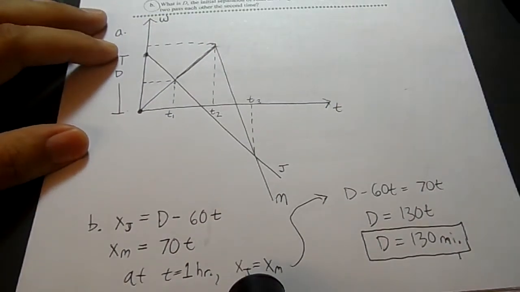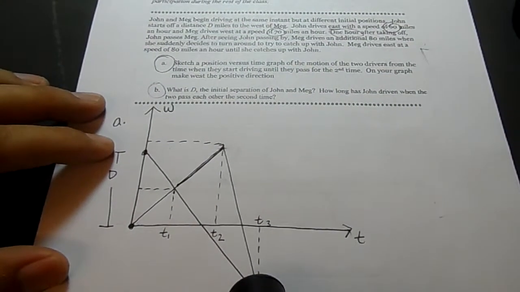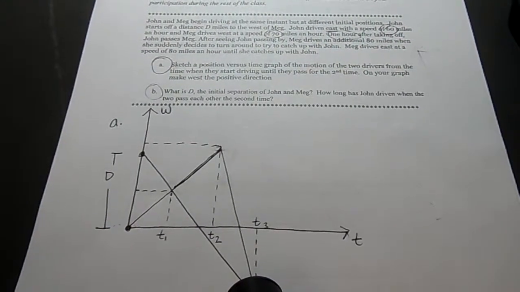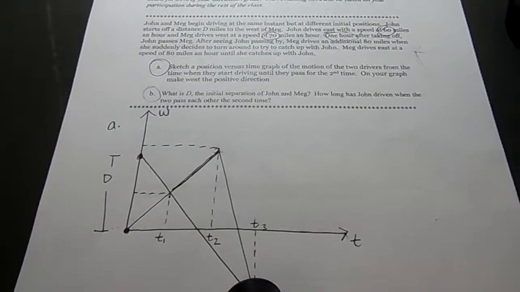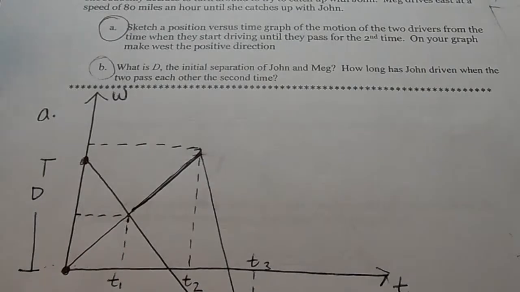Okay, so then let's move on, and in the second part of Part B, if you can read that, let me try and zoom in just a little bit. Says, how long has John driven when the two pass each other for the second time?